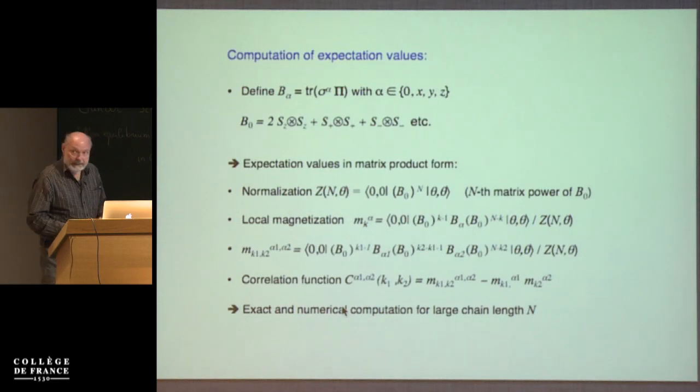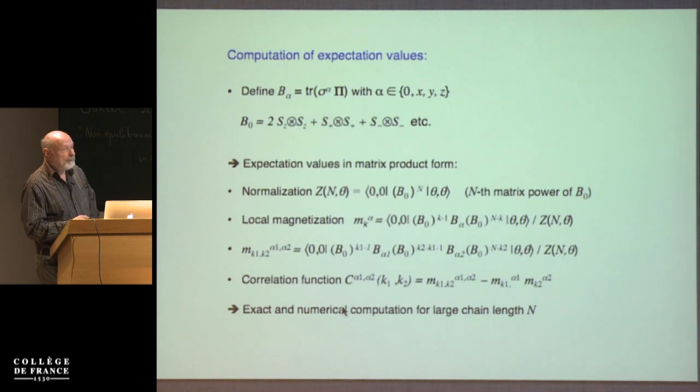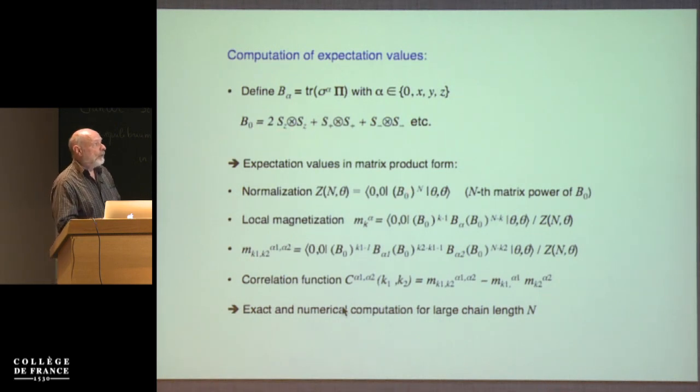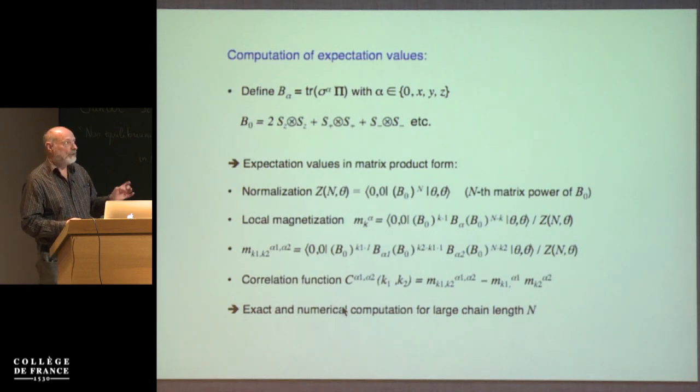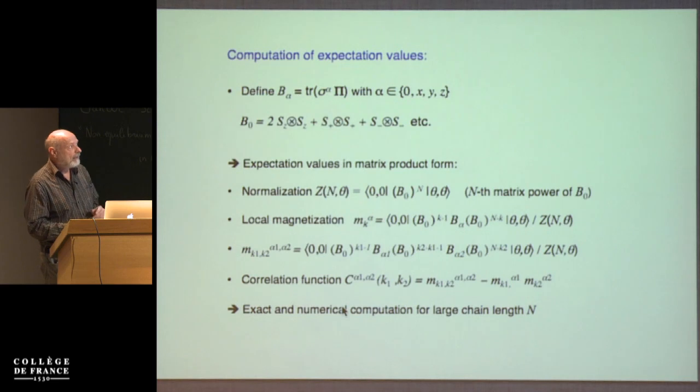Now, how do we compute expectation values? Given this rho, it's very similar to what we saw in the classical case. We define matrices B alpha, which are linear combinations of the matrix elements of pi. For instance, B0 would be just this object here. And then the normalization would be B0 to the power n, very similar to what we just saw, where the normalization would be D plus E to the power n, and in the scalar product.